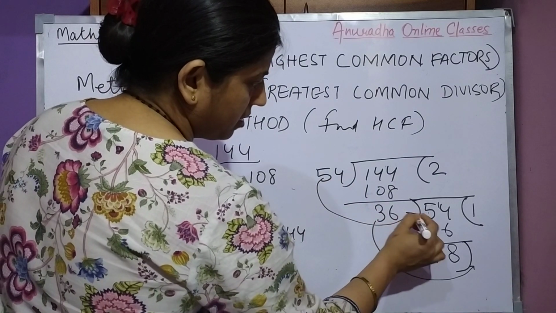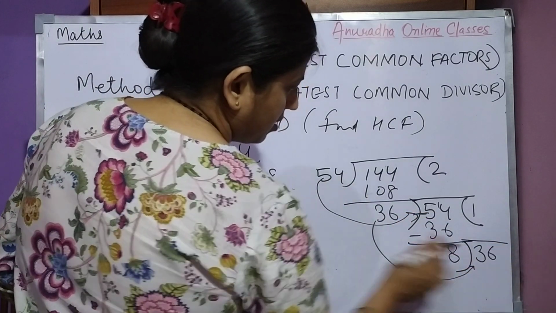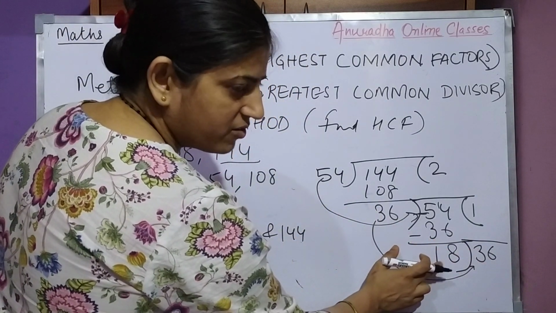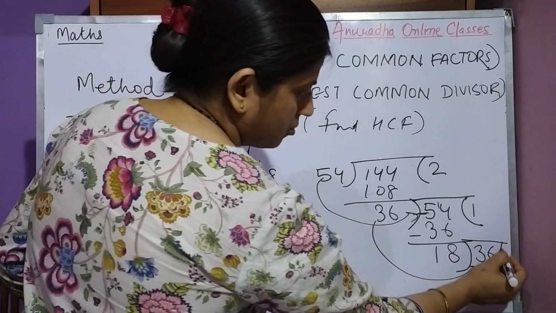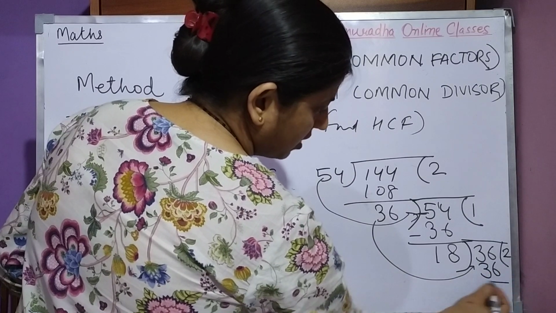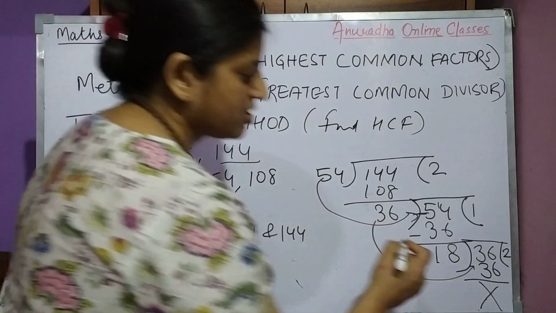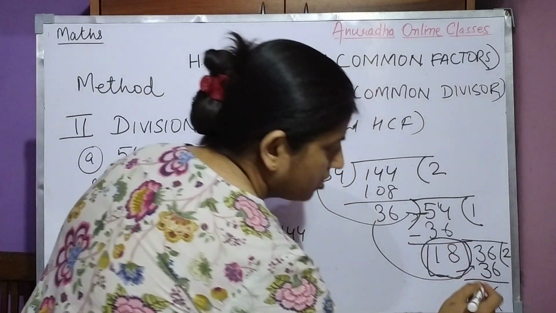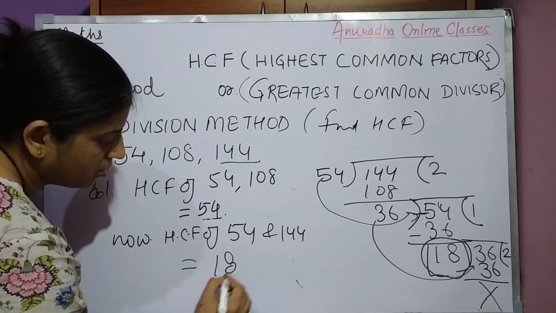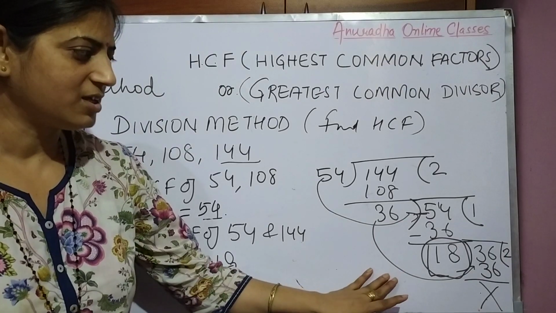This came here, this came here. Okay. Now the divisor will become the dividend and the remainder will become the divisor. So how many times does 18 go? 2s are 36. It will completely divide. So the last divisor with which we get remainder 0 is 18. So what is the HCF? That is 18. So I think this is clear to you.